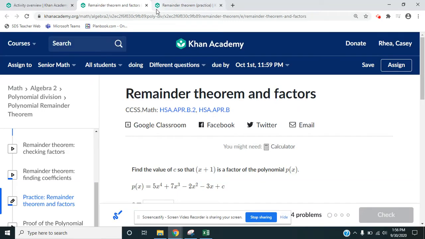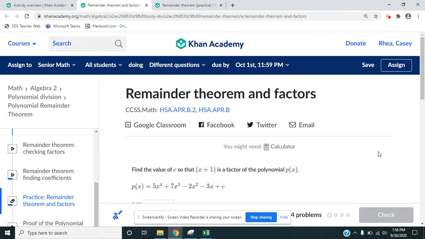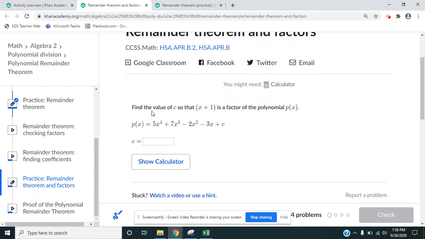All right, two assignments regarding the remainder theorem. Here's the first one. It says find the value of c so that x plus 1 is a factor of the polynomial p of x. All right, here's what this means.